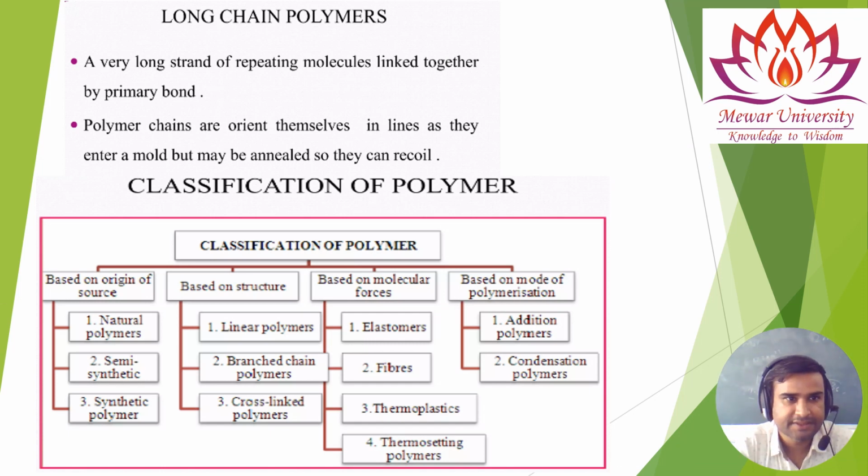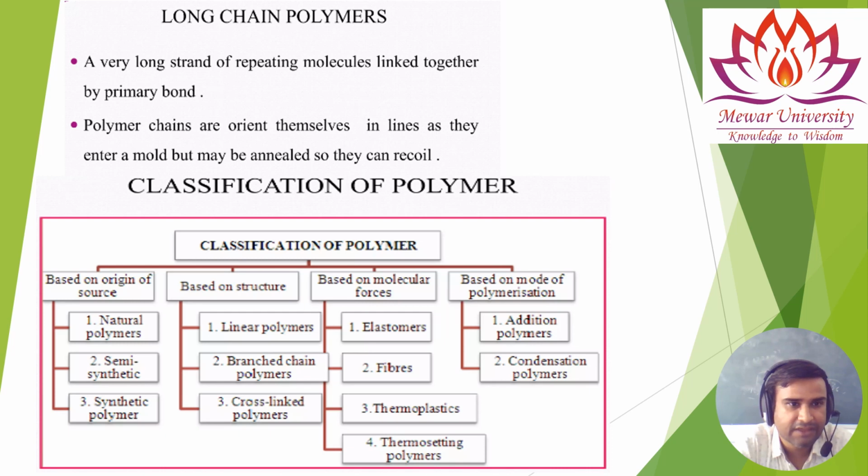Now next is long chain polymer. A long chain polymer is a strand of repeating molecules, meaning the bonds are repeating. The pattern of the polymerization is repeating. These chains orient themselves in lines as they enter a mold, but may be annealed so they can recoil. This type of polymer is called a long chain polymer.